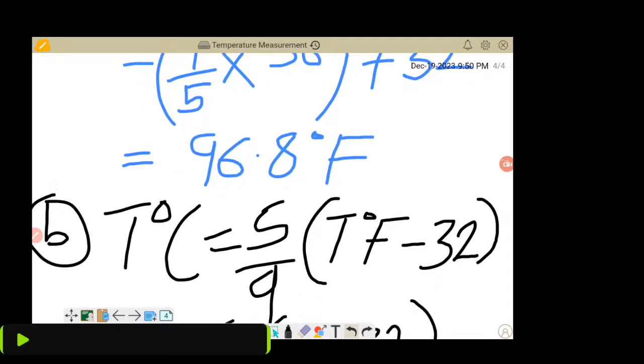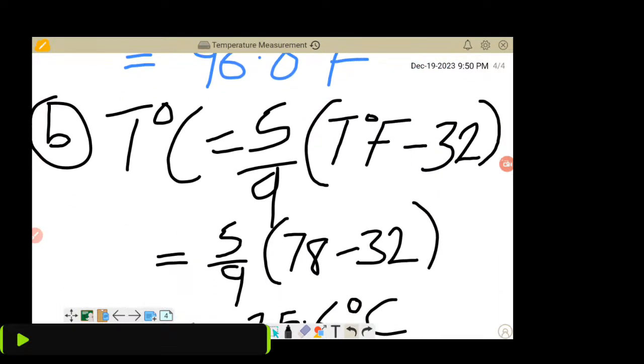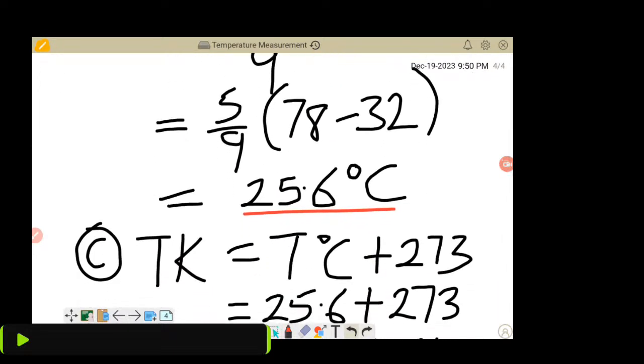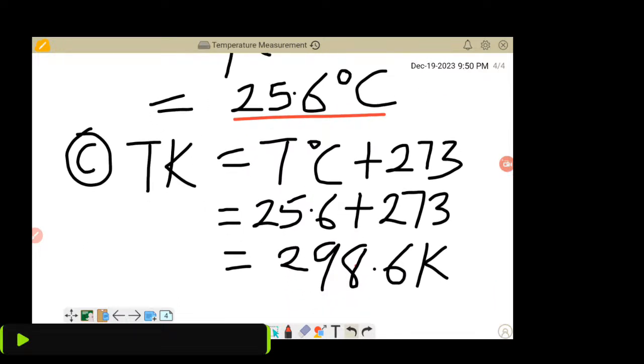And in the second part of the question, we are to convert from degrees Fahrenheit to degrees Celsius. The formula for that is temperature in degrees Celsius equal to 5/9 into bracket temperature given in degrees Fahrenheit minus 32. Using that formula, we arrive at our answer here, which is 25.6 degrees Celsius. And to take this value to Kelvin, you add 273 to the value in degrees Celsius, which will give you Kelvin temperature, also known as absolute temperature.